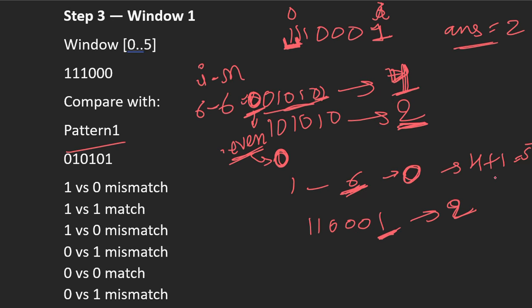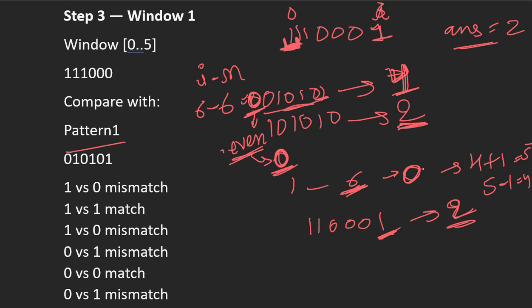So we have reduced our count by 1, that is 5 minus 1 is 4, right? And in pattern 2, it should be at even index, it should be 1. Was it a 1? Yes, it was a 1. So we won't be reducing anything from here.